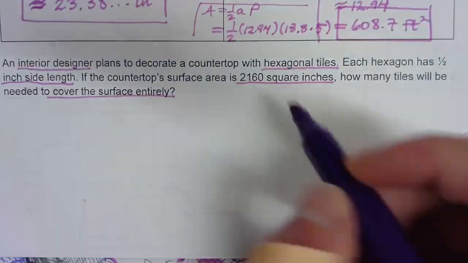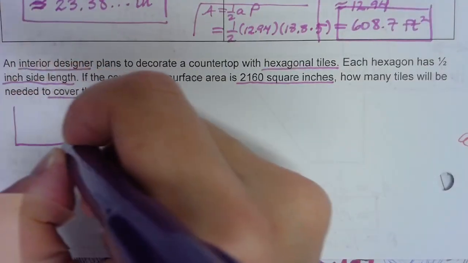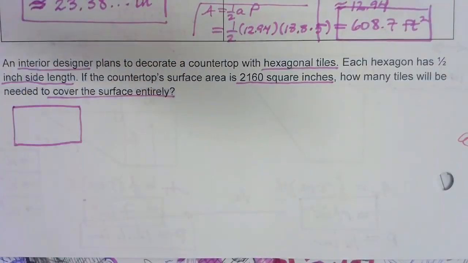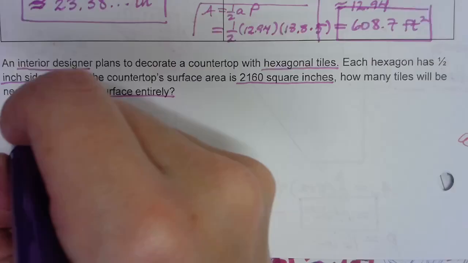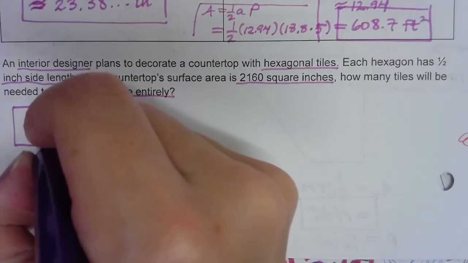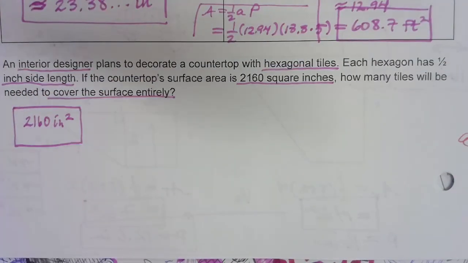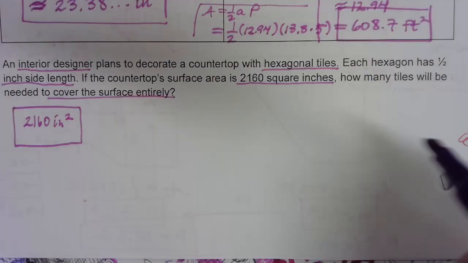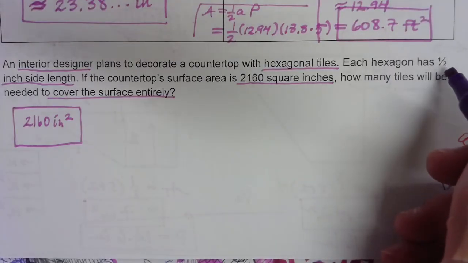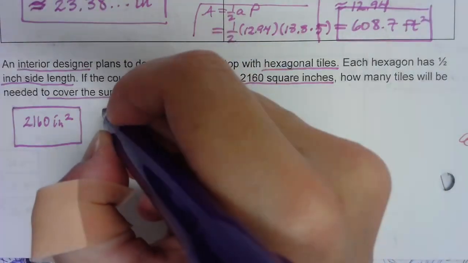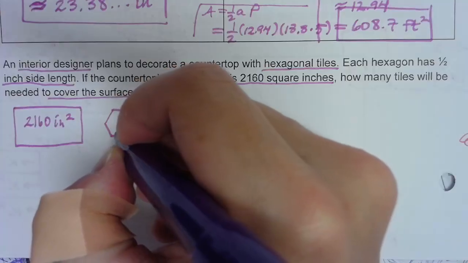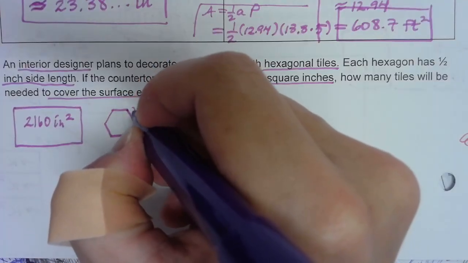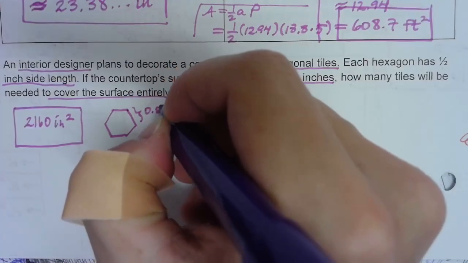Well, we know there's some countertop. It doesn't necessarily even have to be a rectangle. But for this example, I'm going to draw it so. This rectangle has 2,160 square inches on it. Okay? These hexagons have a 1/2 inch side length. So one of these, and now I'm drawing this not to scale, the hexagon would be very tiny because this side is only 0.5 inches.